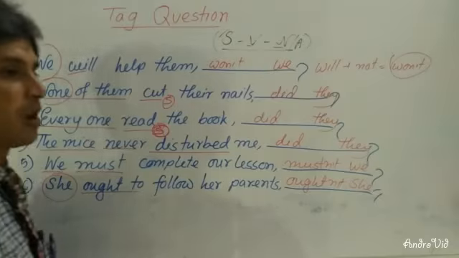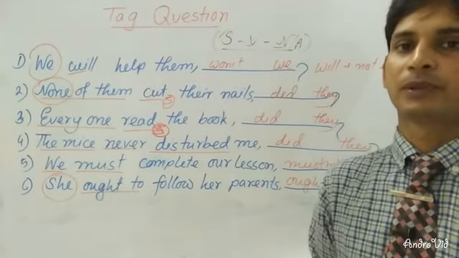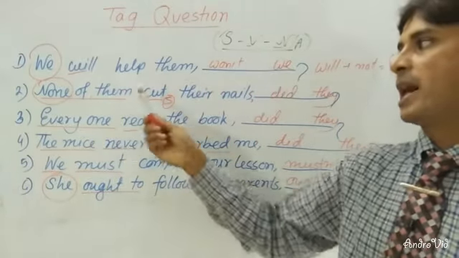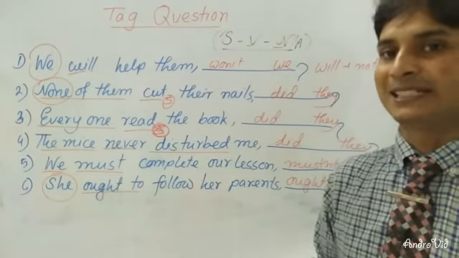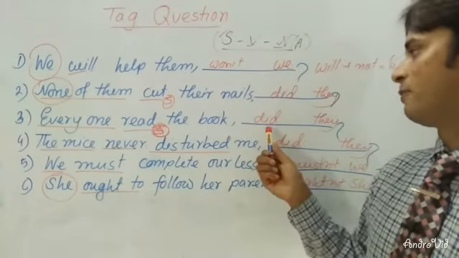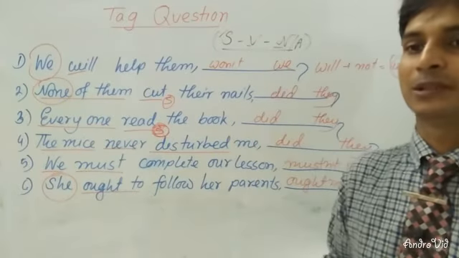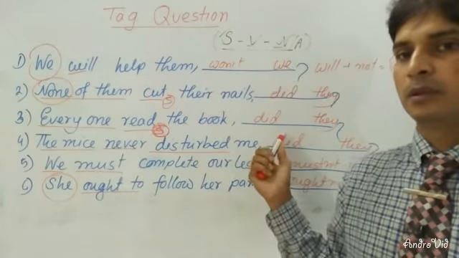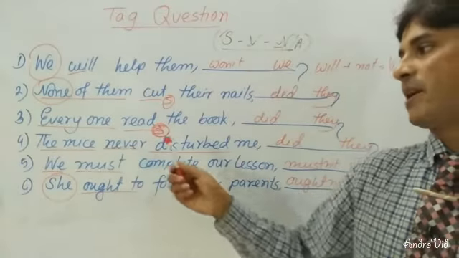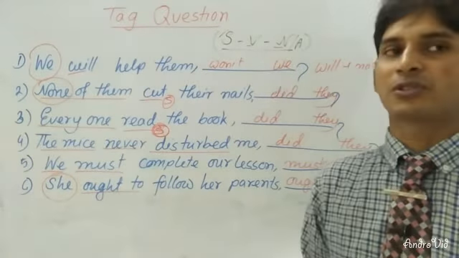Dear learners, I hope you have understood. In the first sentence, we will help them. We will help them, won't we? Because there is no negative word. None of them cut their nails. Did they? Everyone read the book. So I have used here did they. If it were everyone reads the book, you would use don't they. The mice never disturbed me. So this is the past indefinite tense and the subject is they. So, did they? Here the negative word is never.